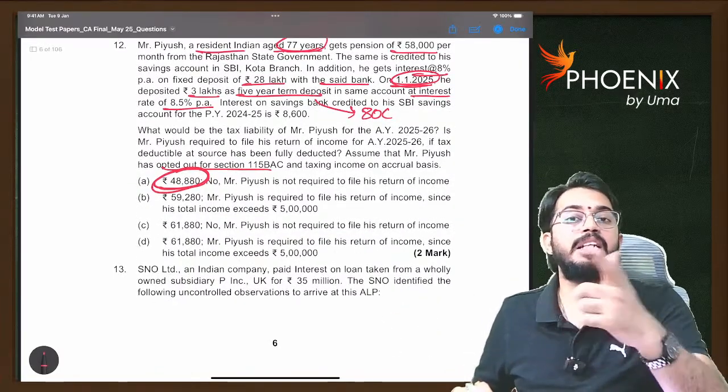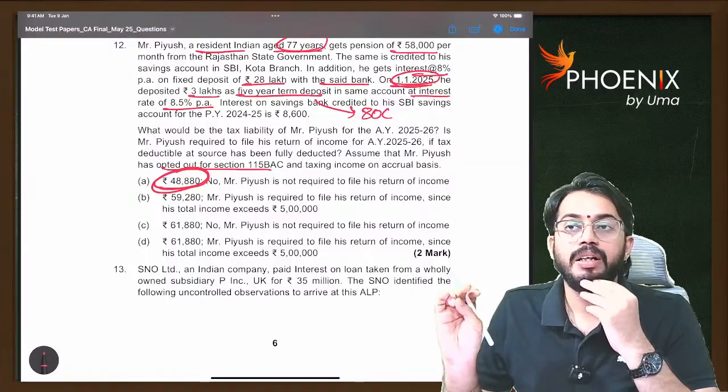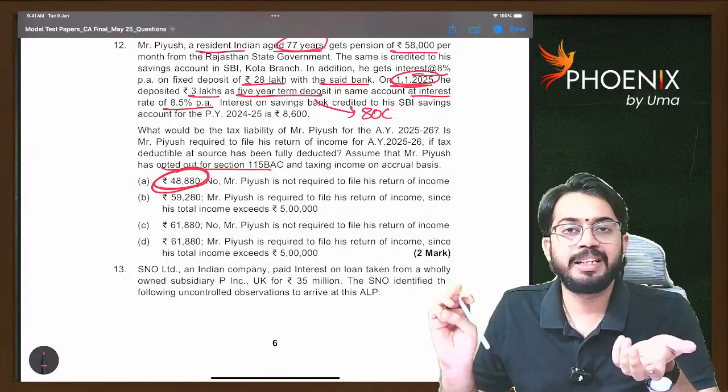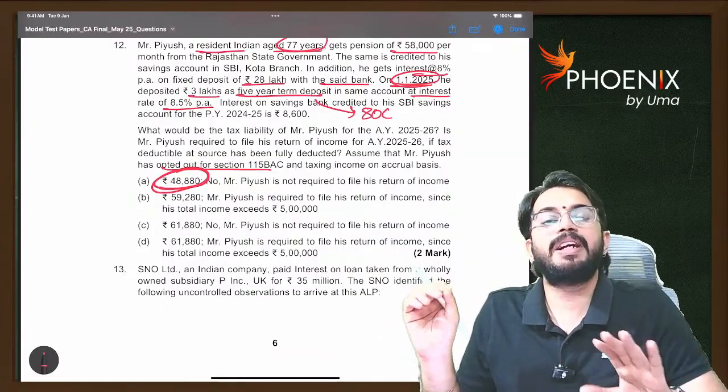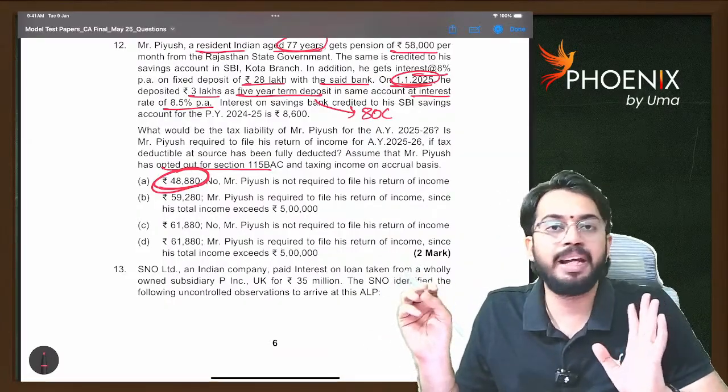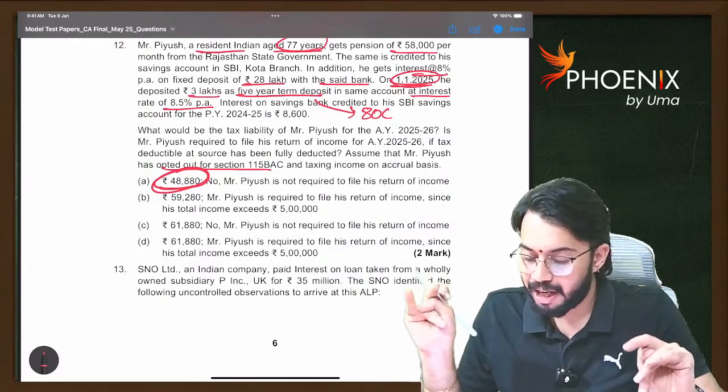And see, he is specified senior citizen. As he is specified senior citizen, bank will deduct TDS. As bank is deducting TDS, specified senior citizen is exempted from filing ITR. He is not required to file ITR.